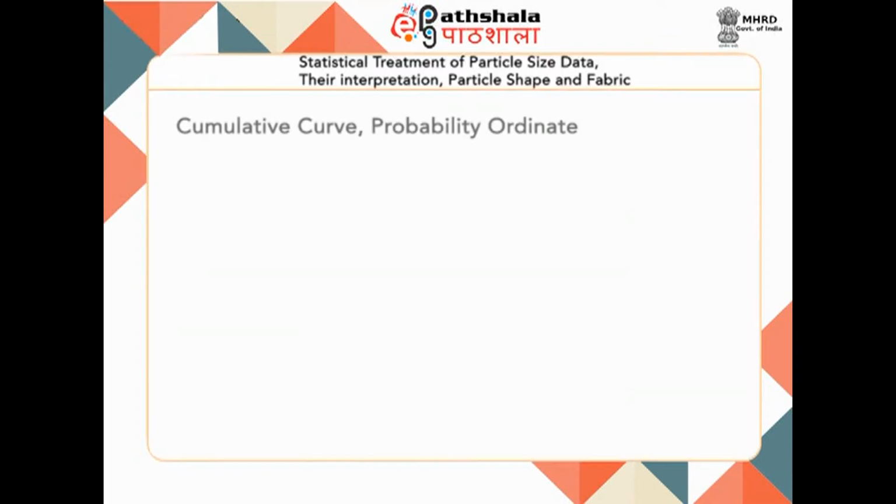Now, coming to the cumulative curve with probability ordinate. Most sediments tend to approach the normal probability curve in their size frequency distribution. In other words, most of the particles are clustered about a given size with less and less material on either side of this size.